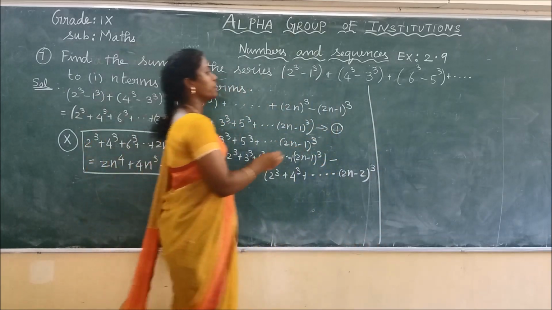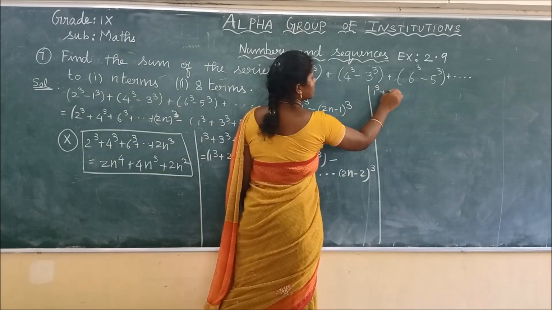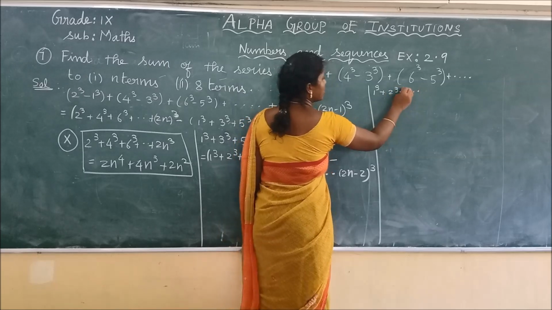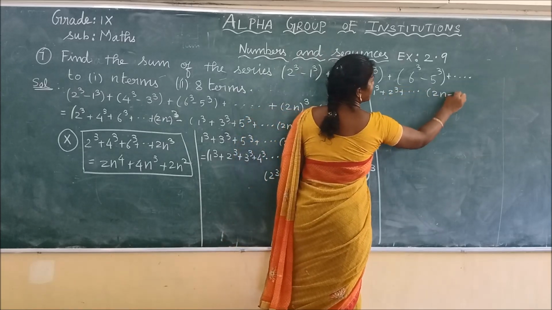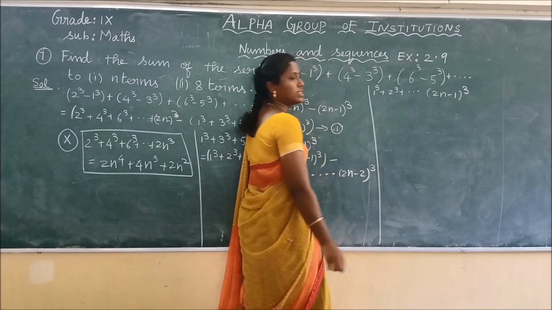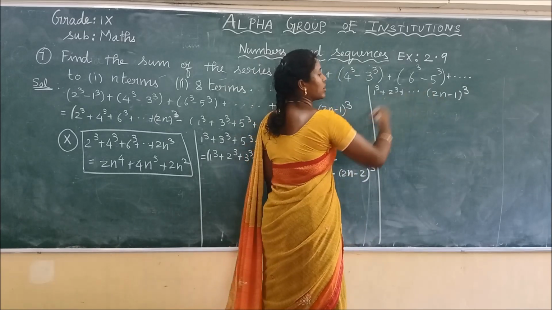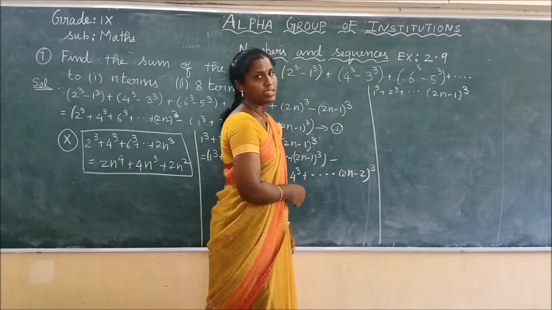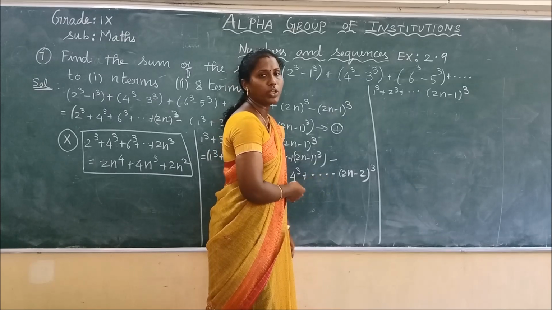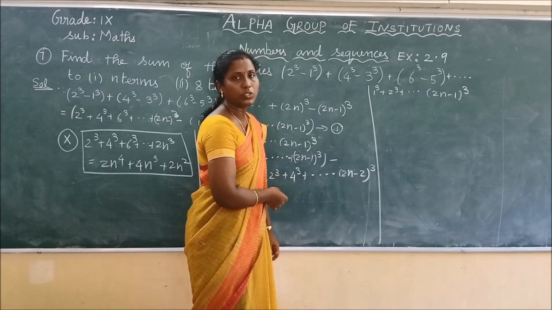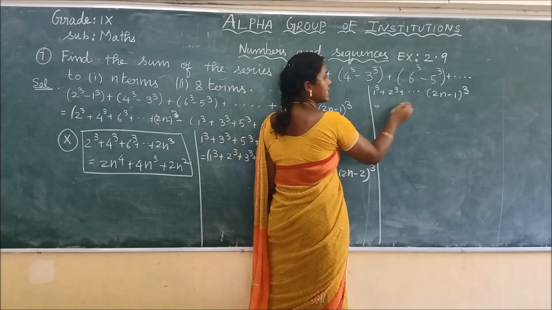First series: 1 cube plus 2 cube plus etc. up to 2n minus 1 the whole cube. First I am going to consider this series. It is the cubes of natural numbers. Yes, it is the cubes of natural numbers. What is the formula we have to use? n into n plus 1 by 2 the whole square. So what is n here?